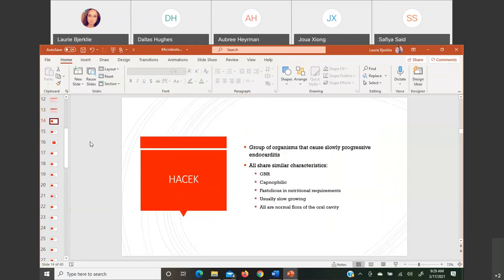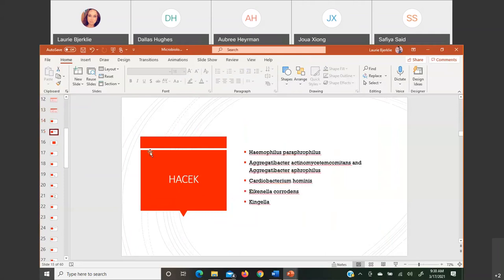Okay, yep, I had to think about something there. All right, so this is HACEK. I mentioned this earlier with Haemophilus aphrophilus, but there is a group of organisms that are all categorized under here because, one, they cause slowly progressive endocarditis, and they're also all gram-negative rods, capnophilic, meaning they love CO2, fastidious, typically slower growers, and they can all be normal flora of the oral cavity. So they all share these same features, and that's why they're grouped together under HACEK.